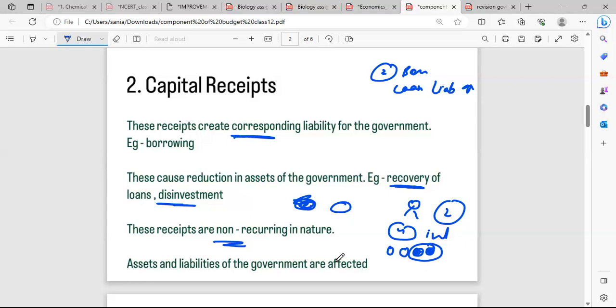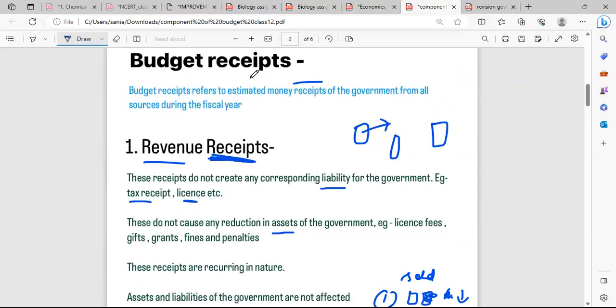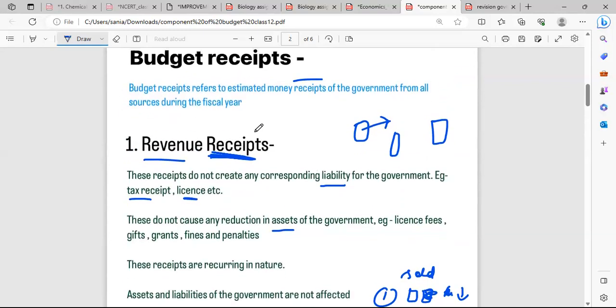Yes, ma'am. Both of you, it's clear? Yes, ma'am. Okay. So now, first of all, you will write it like this, budget receipt, then this revenue receipt, and then the capital receipt.